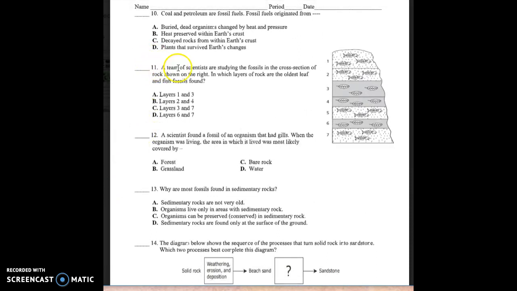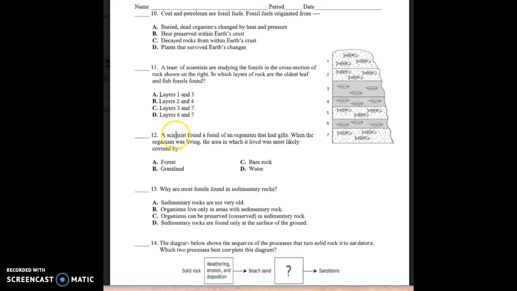Number 11. A team of scientists are studying the fossils in the cross-section of rock shown on the right. In which layers of rock are the oldest leaf and fish fossils found? A. Layer 1 and 3. B. Layer 2 and 4. C. Layer 3 and 7. D. Layer 6 and 7.